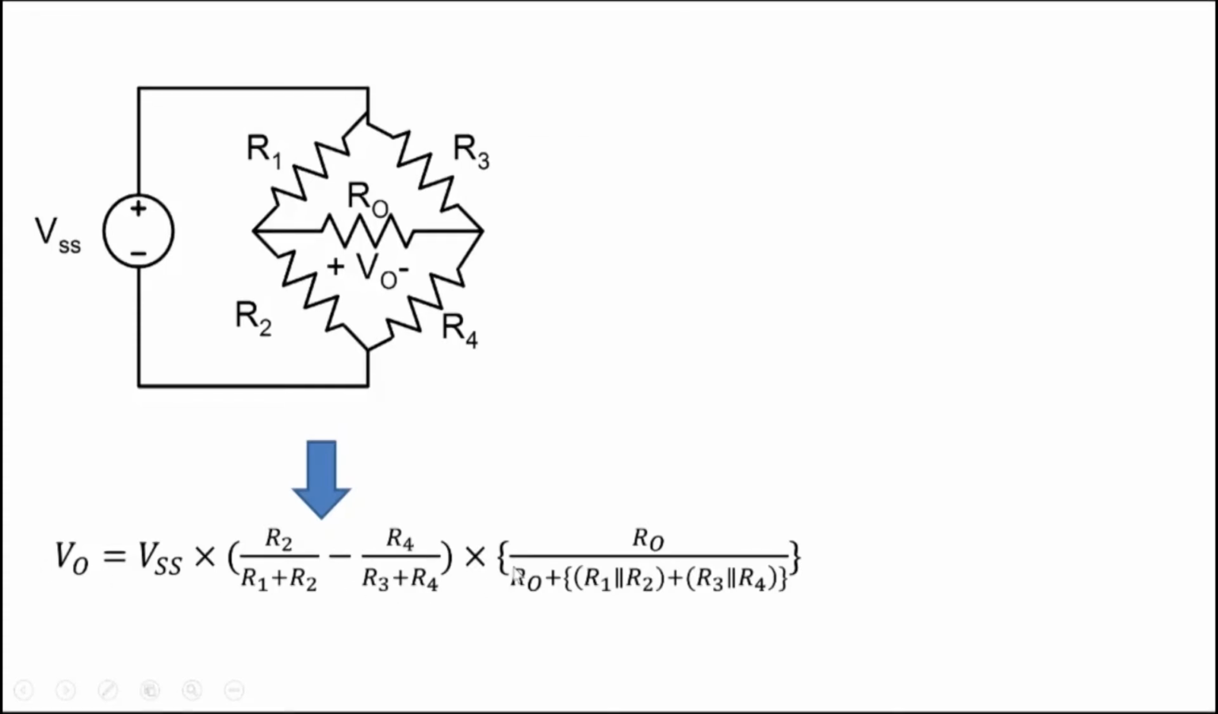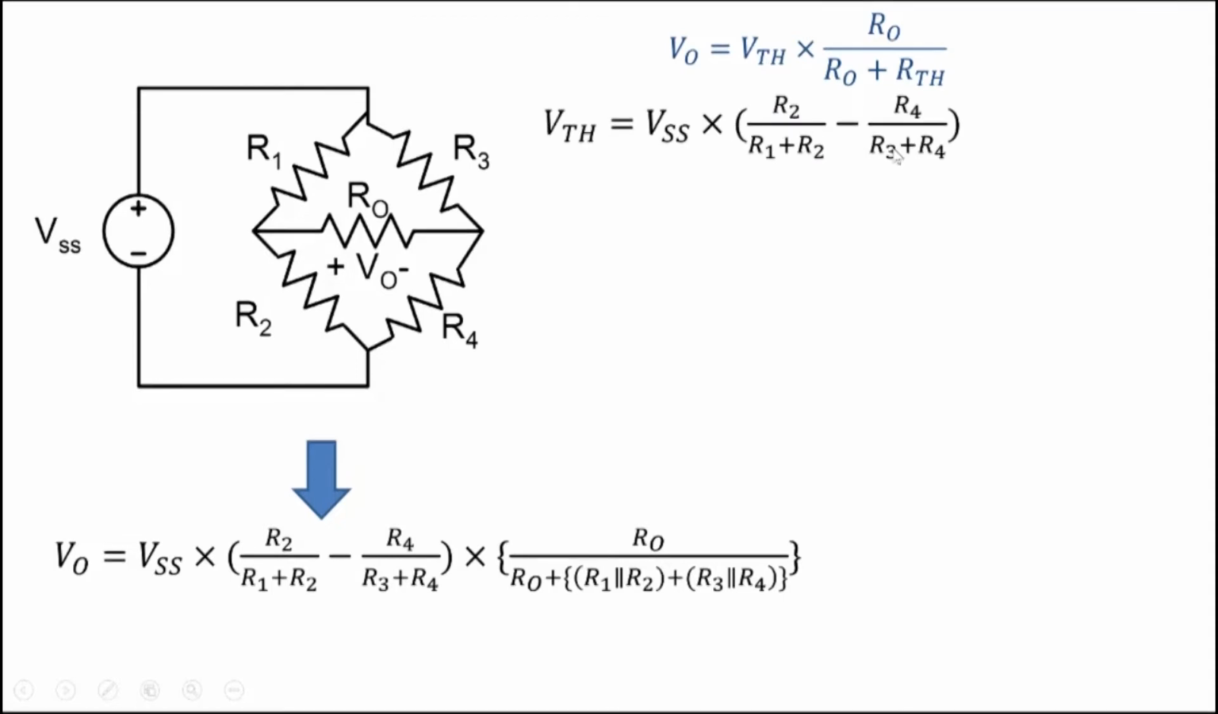Now if you look at this equation, I can write it as V0 is VTH into R0 by R0 plus RTH. This part of the expression is nothing but a voltage, and this is what we are calling VTH. And the second term, this term in the bracket, is what we are calling RTH, R1 parallel R2 plus R3 parallel R4. So what we are saying is the voltage across R0 can be expressed as V0 equal to VTH multiplied by R0 divided by R0 plus RTH.